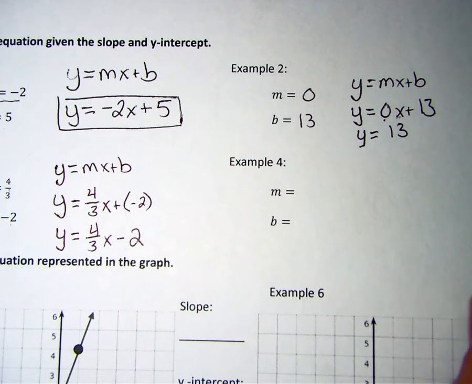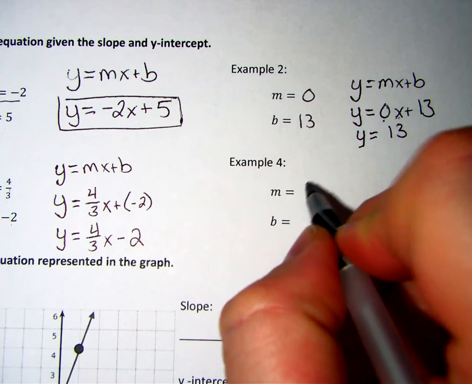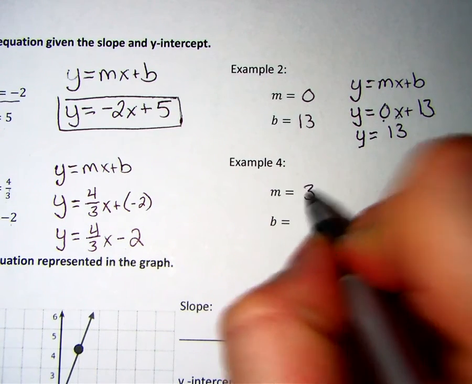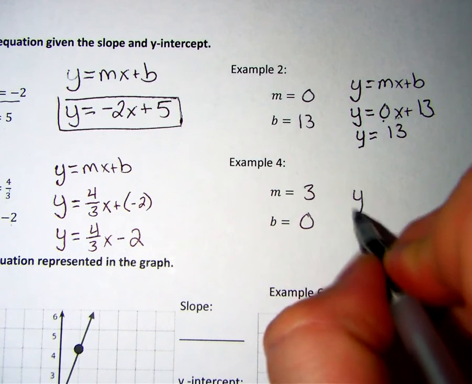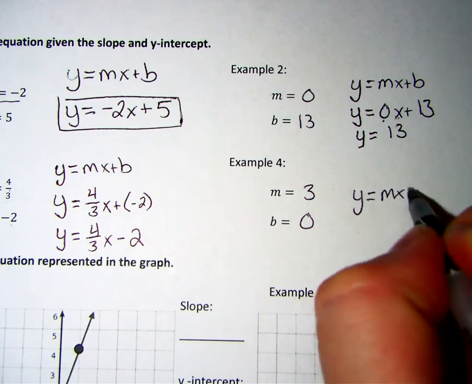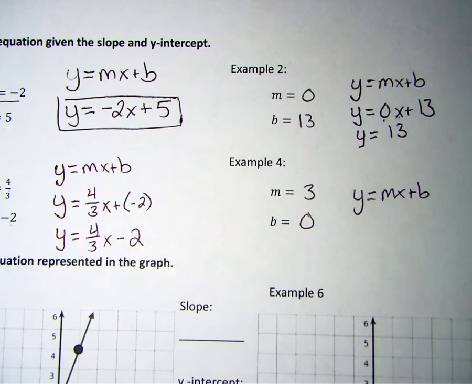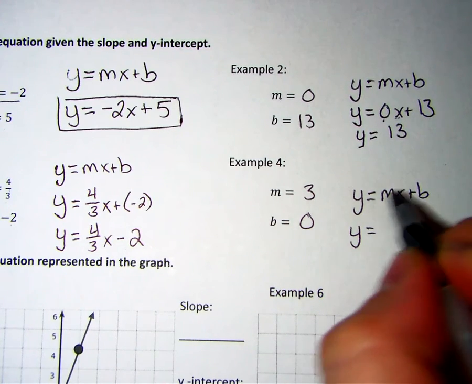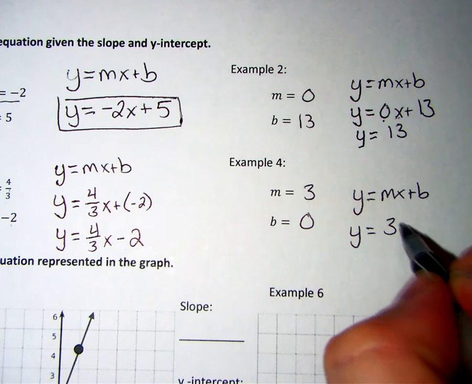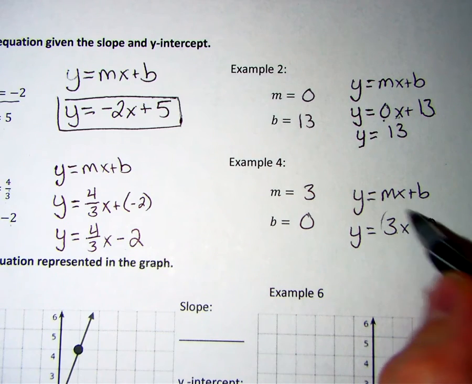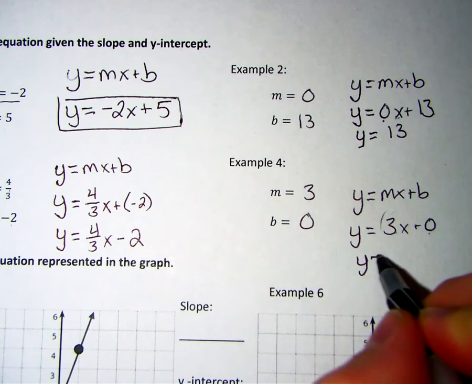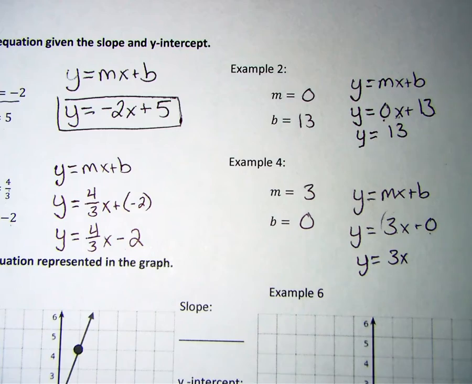Number 4, this time we're going to have an m value of 3 and a b value of 0. And so we'll notice that y equals mx plus b. Y is equal to my m value is 3, x plus 0. Now, again, if I add 0 to anything, we're left with whatever we started with, so y equals 3x is our simplified solution.